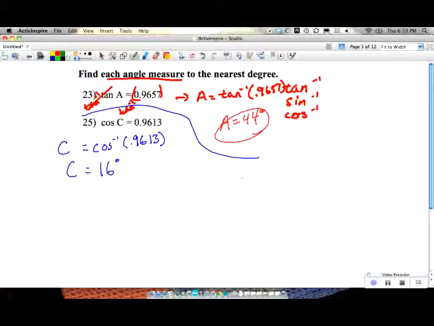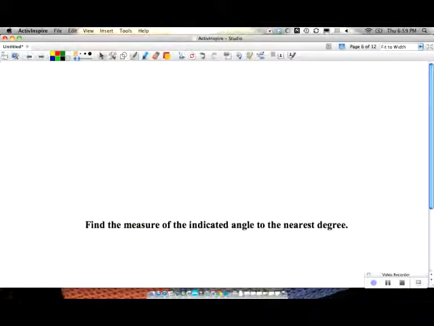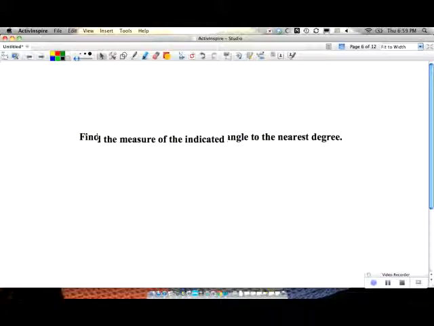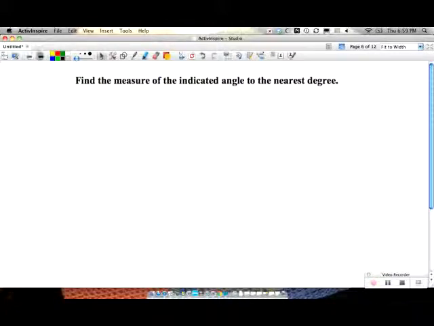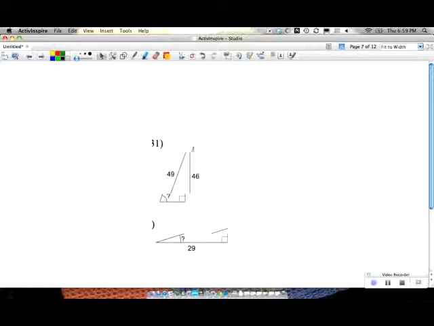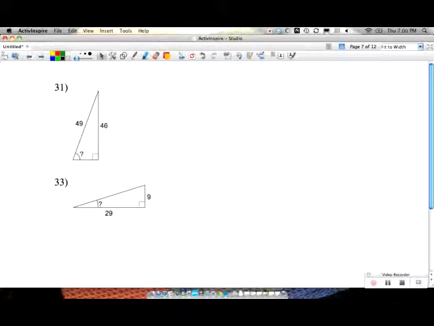All right, so now we're going to do something where we find the measure of the indicated angle. Looks like we don't have an example. Let's go to the next one. All right, so for this, we have an angle here. This question mark. That's what we're really looking for. So we need to figure out that question mark.